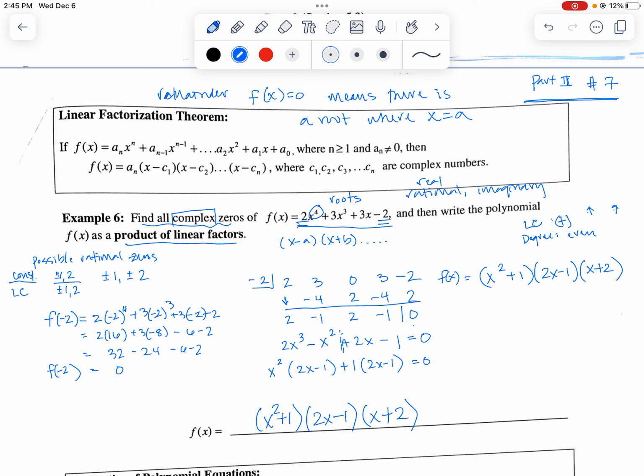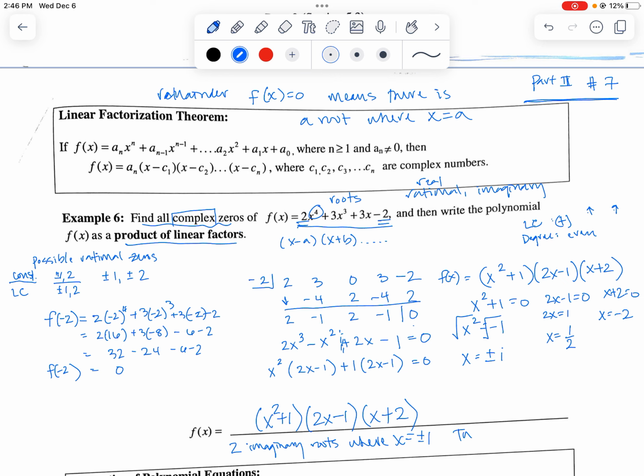Now, if I'm going to find all of the zeros here, I'm going to set each of these equal to 0. Well, the last one is easy, x equals -2. We know that that's a root. This next one is 2x equals 1, so x equals 1/2 is a root. And then finally, x squared equals -1. When I take the square root of both sides there, I get that x is equal to plus or minus i, that imaginary unit. So that means that I have two imaginary roots where x equals plus or minus i, and then two real roots where x equals 1/2 and x equals -2.